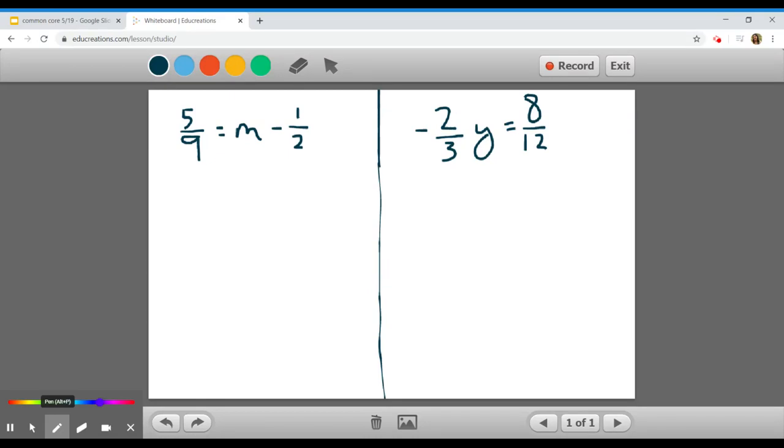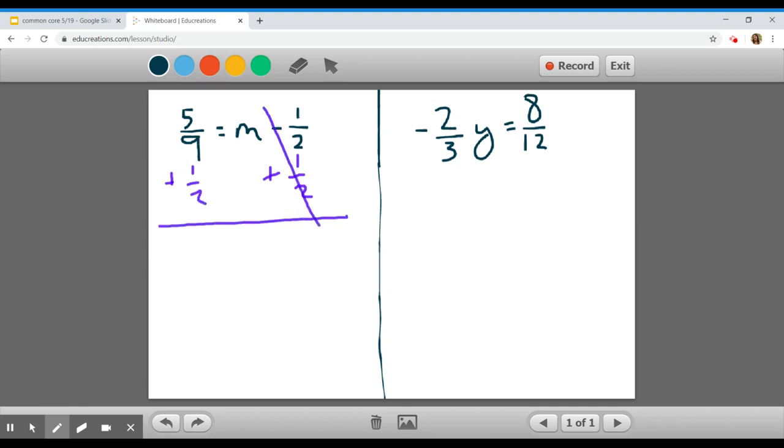When we're operating for one-step equations with fractions or decimals, we still have the same basics of inverse operations. In this first problem, I can see that it's a subtraction. It's subtraction keeping my variable from being alone. So I know that since I see subtraction, I need addition. My next step would be to add 1/2 to both sides.